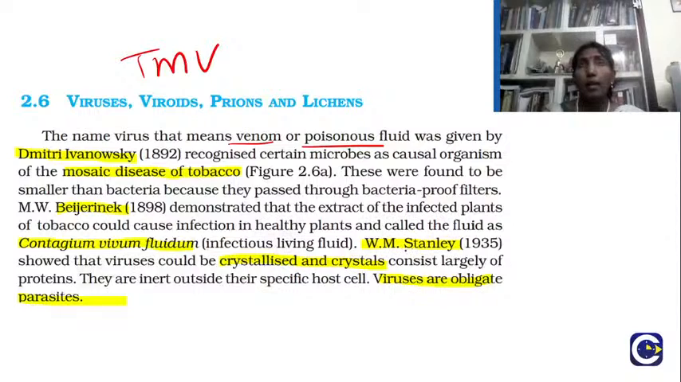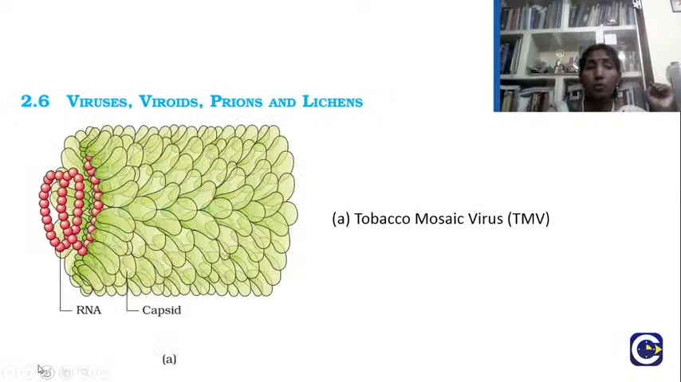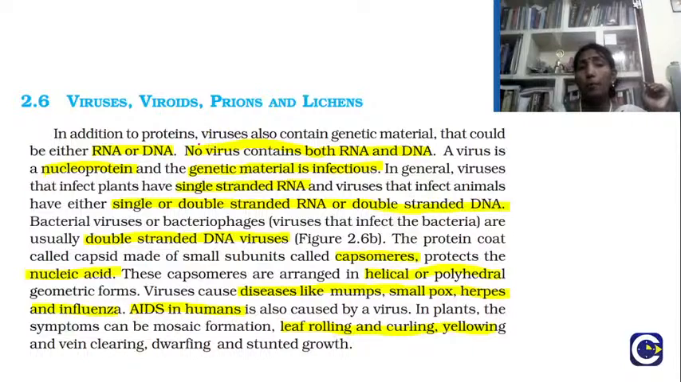Then W. M. Stanley crystallized the virus, took that crystalline structure, and showed it is protein, an inert material that is always outside the specific host. So a virus is an obligate parasite; it needs a host to sustain. See the structure of the tobacco mosaic virus: you can see the single strand of RNA, and these leaf-like structures, which we call the capsid. In addition to the protein, viruses also contain genetic material, either RNA or DNA.